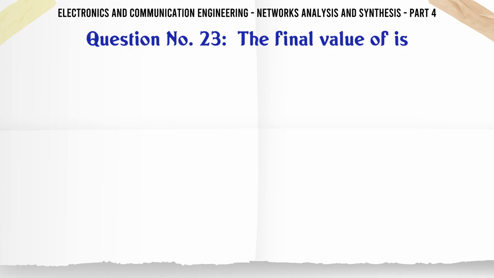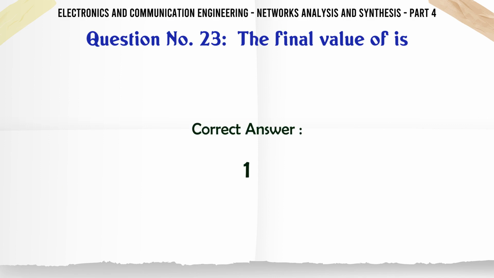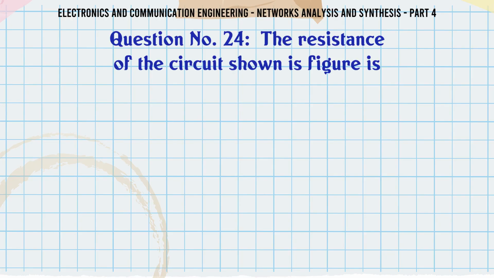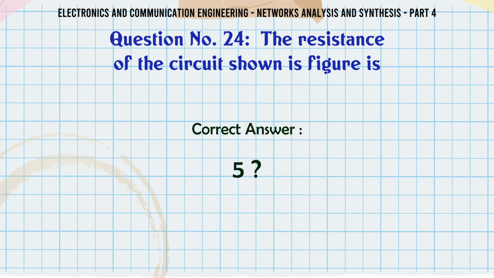The final value of the quantity is A, B 2, C 1, D 0. The correct answer is 1. The resistance of the circuit shown in the figure is A 5, B more than 6, C more than 4, D between 6 and 7. The correct answer is 5.